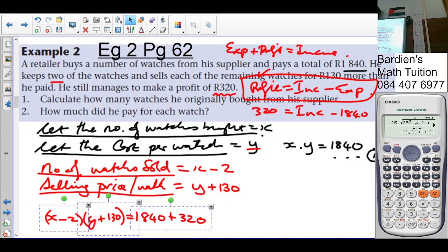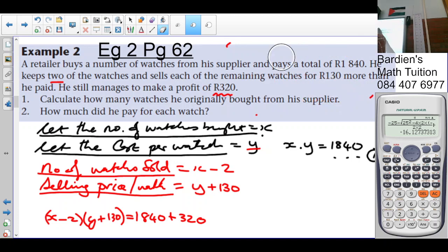Let's look at it again. A retailer buys a number of watches. We let the number of watches be X. From his supplier and pays 1,840 Rand. How do we get the 1,840 Rand? The number of watches times the cost per watch. That's how I set up my first equation: X times Y is 1,840 Rand.